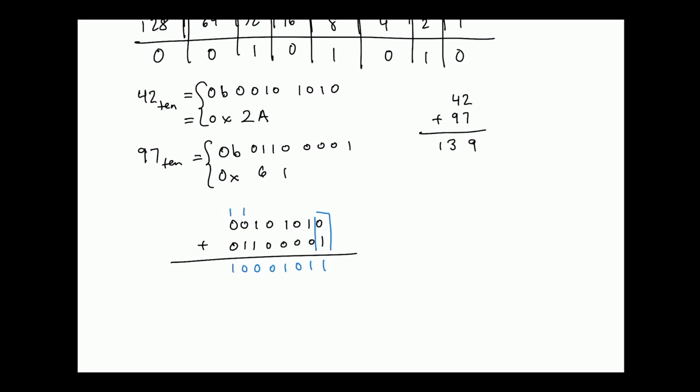Okay, now let's double check that this is in fact 139. How do we do that? The first one, so this is 128 plus no 64, no 32, no 16, 1 eight, no 4s, 1 two, and 1 one. Does that add up to 139? Yep. Yeah, last time I checked. Okay, so it worked.